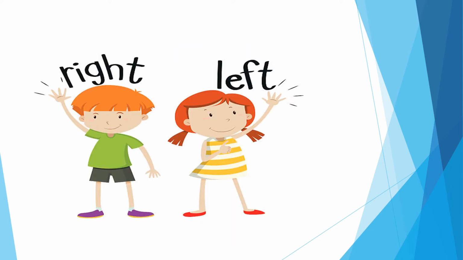Right and left. Now in this picture, you can see the boy and the girl. What the boy and the girl are doing? They are waving their hand. Now come on, you will say me, who is waving the left hand? Yes, girl is waving the left hand. Very good. Now you will say me, who is waving the right hand? Yes, the boy is waving the right hand.